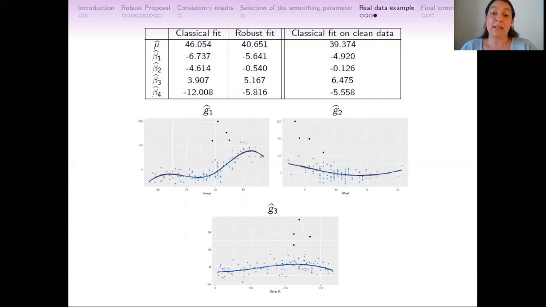Besides, the plots contain the robust fit and its partial residuals as before. And in red lines, the new estimated curves with the classical fit, but without these four observations. And it can be appreciated that not only the curves are very similar, that's why they are very difficult to distinguish one from another, but also the estimated parameters are very similar too.